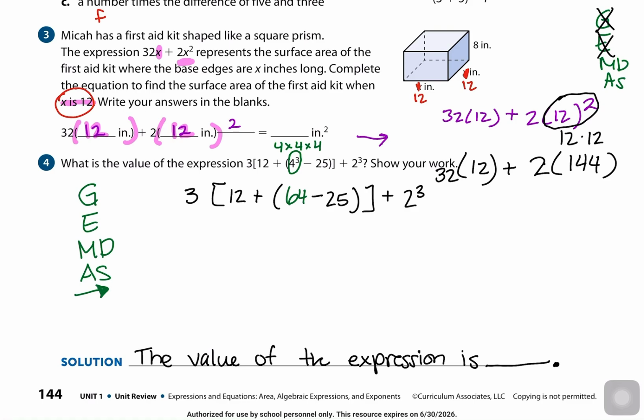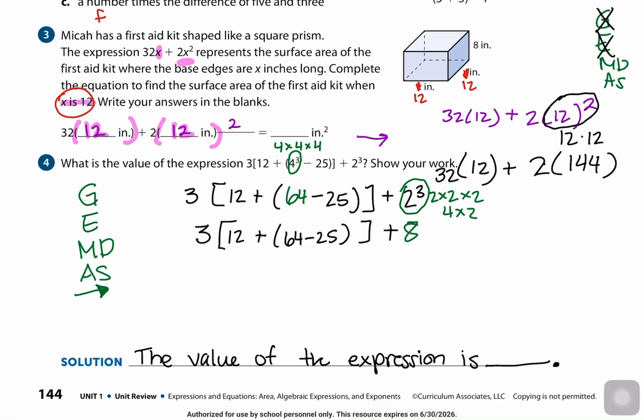Okay, we still have another exponent, right? 2 to the power of 3, that's 2 times 2 times 2, that's 4 times 2. We get 8. Bring everything down. We're taking things one step at a time so we don't get confused.